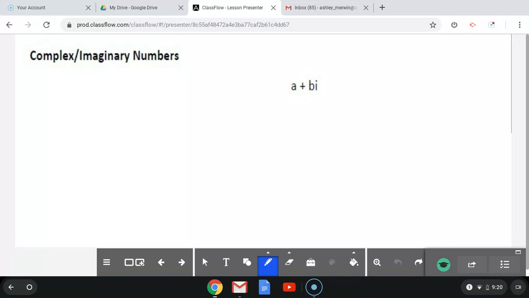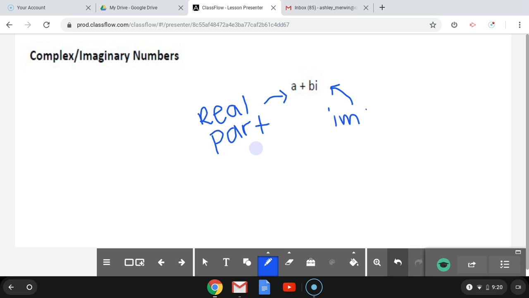Okay, so a complex number is written in the form a plus bi, and we kind of saw this yesterday when we were solving. A is what we consider the real part, so just a number. And then bi is the imaginary part. And what makes that imaginary is that it has the i attached to it. So we always write it in the form a plus bi.